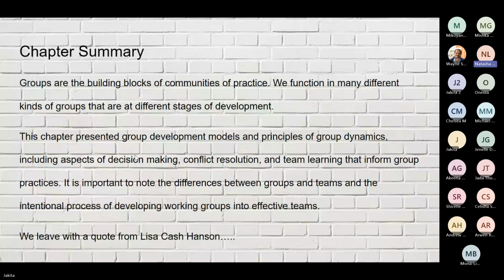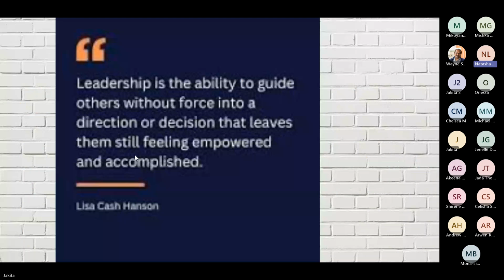I would like to leave you now with a quote by Lisa Cash Hansen that says, "Leadership is the ability to guide others without force into a direction or decision that leaves them still feeling empowered and accomplished."